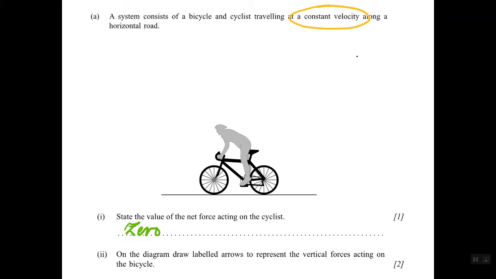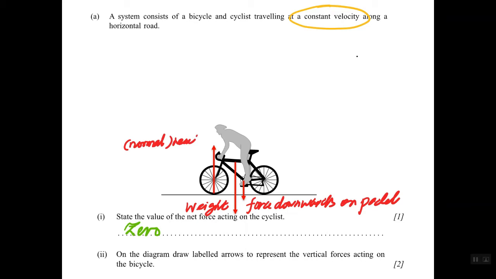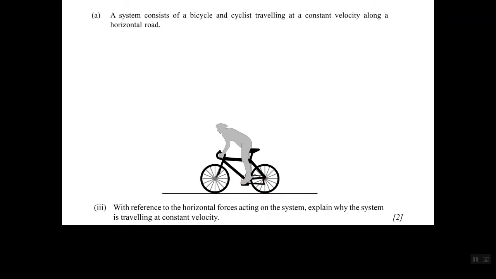On a diagram, draw labeled arrows to represent the vertical forces acting on the bicycle. So we have the weight downward and force downwards on the pedals. We have a normal reaction force from the front wheel, and we also have a normal reaction force from the back wheel. With reference to horizontal forces acting on the system, explain why the system is traveling at a constant velocity.